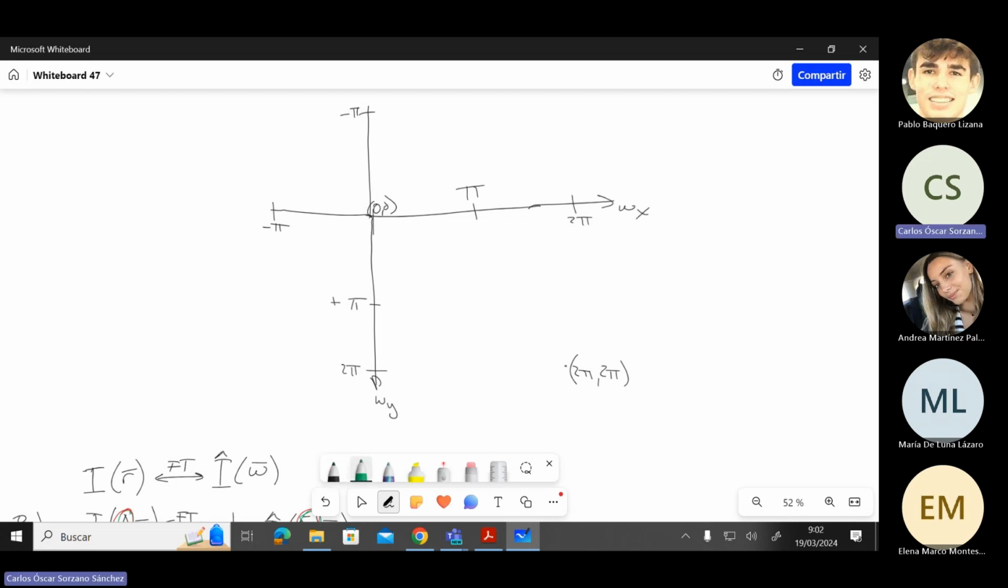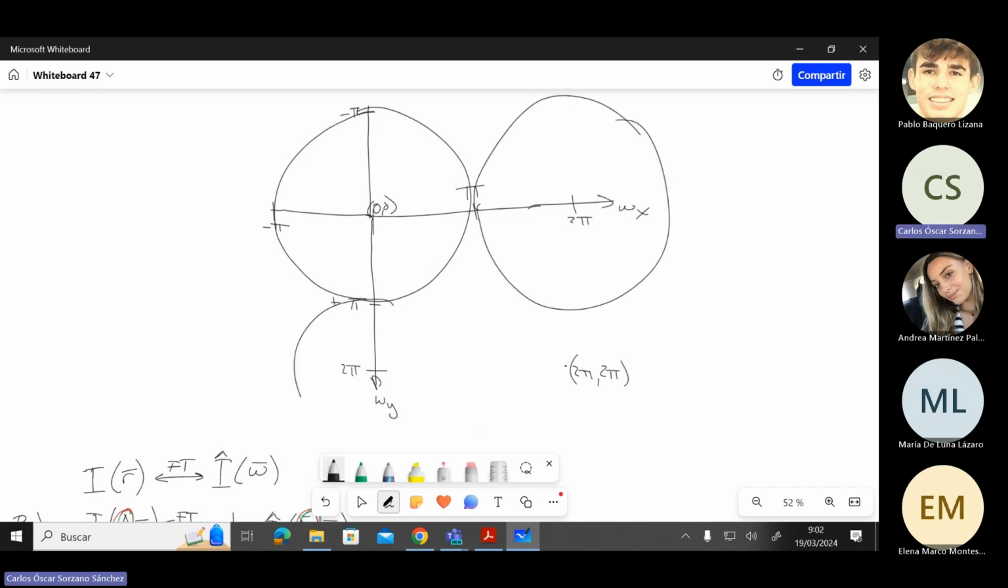Okay, so we had the same. Let's say that we have this spectrum. Let me be consistent with the colors. So our original signal was black, and we had another copy here. We had another copy, and so on. So this is the spectrum of our image.